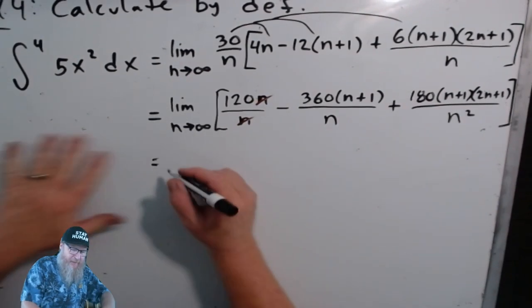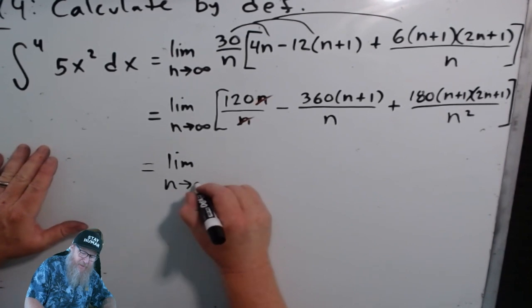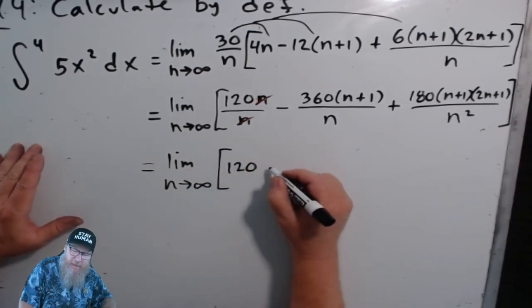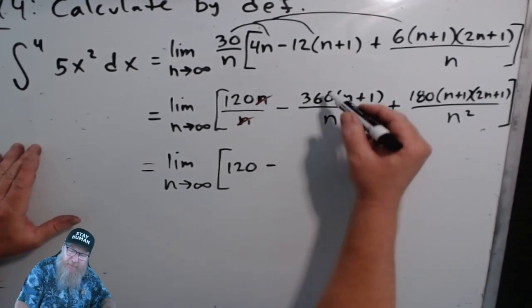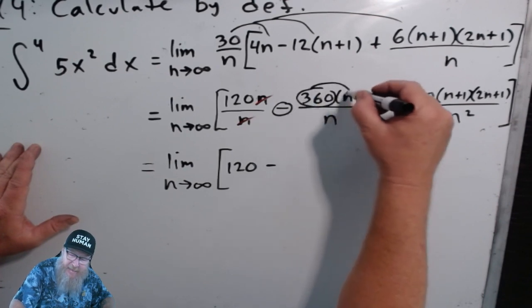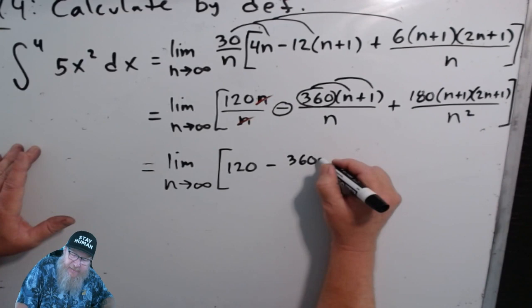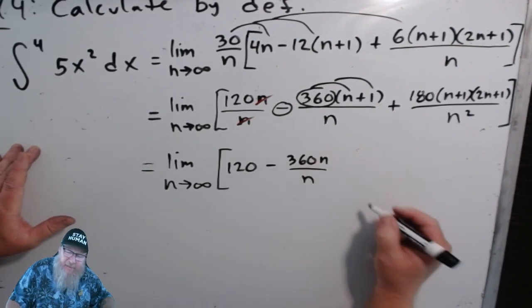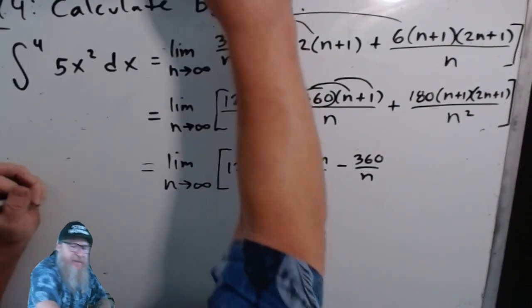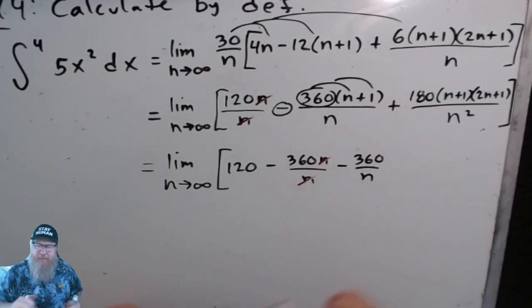So that's the limit as n goes to infinity of 120 minus, now be really careful here. You're distributing a minus and a 360. So that's going to be minus 360n over n minus 360 over n. And then these n's will cancel, but this one will not.